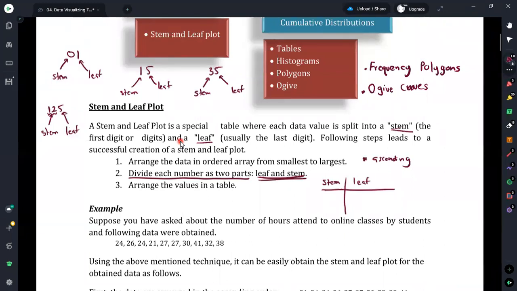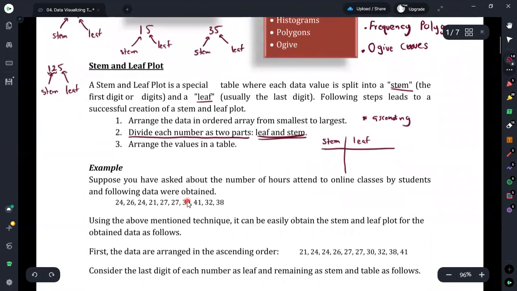Using the stem and leaf plot, we can also get an idea regarding the distribution of the data set. In some later sessions, when I discuss the shapes of the distribution, we will come back to identifying shapes based on the stem and leaf plot. Okay, now we will move on to an example related to the stem and leaf plot.